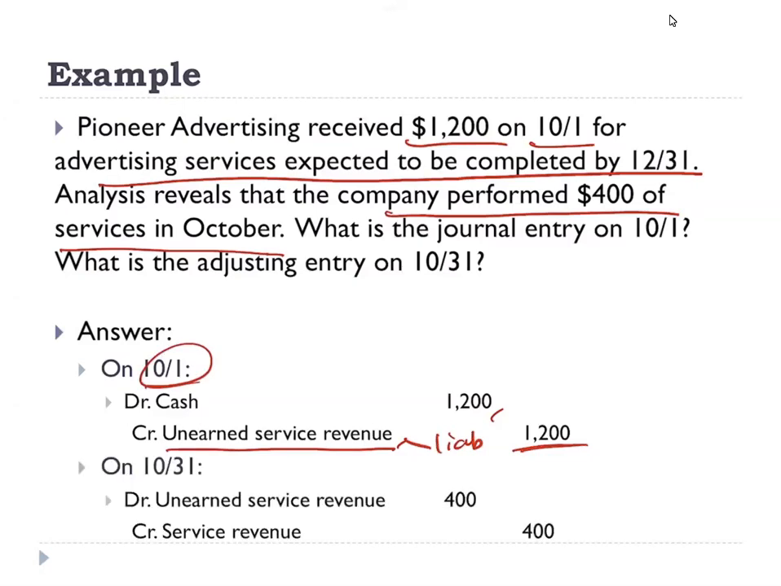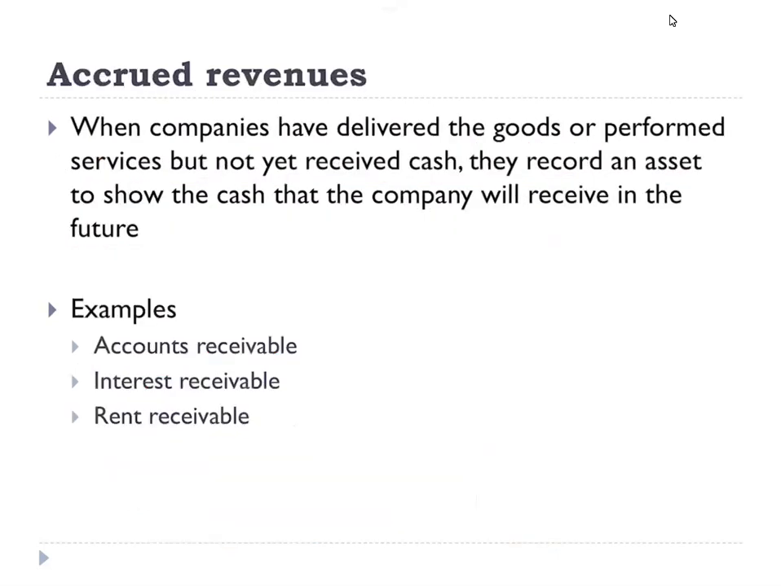And then after 1 month, on October the 31st, now the firm has already performed 400 of those services. So the firm can record revenue at this time, credit service revenue 400, and debit unearned service revenue, because now the firm no longer has this obligation for 400. The firm still has the rest of the 800 obligation as its liability. So that is unearned revenue.